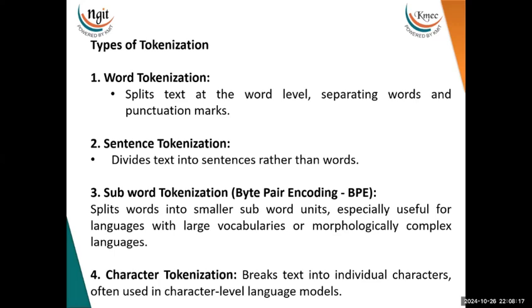An example you can consider is a word like "unhappiness". With subword tokenization, it divides "unhappiness" into "un" as one token, "happy" as one token, and "ness" as another token. This is what typically happens with subword tokenization. Then we talk about character tokenization, which breaks text into individual characters, often used in character-level language models. If you give an input as NLP, it divides each character into a token. N is one token, L is another token, and P is another token. That is how character tokenization works.